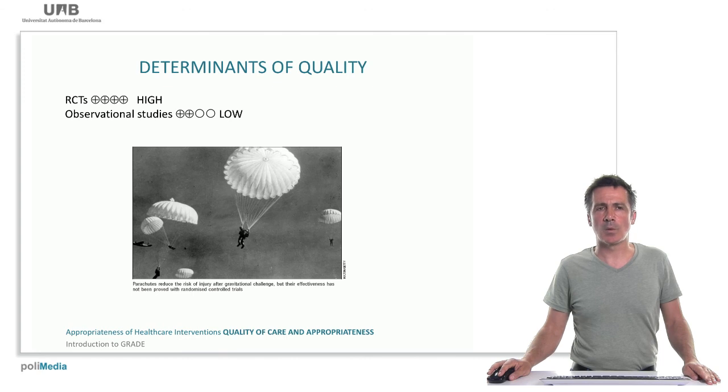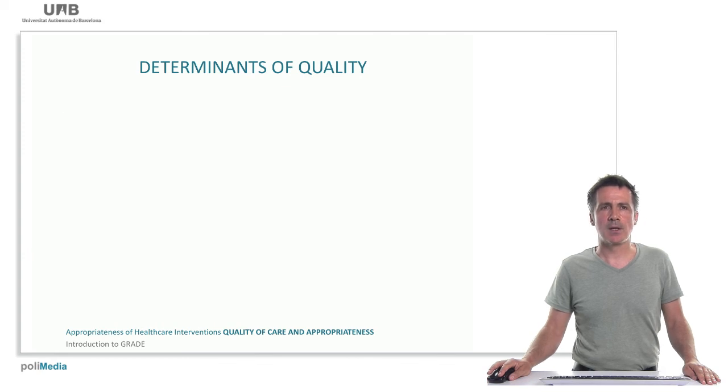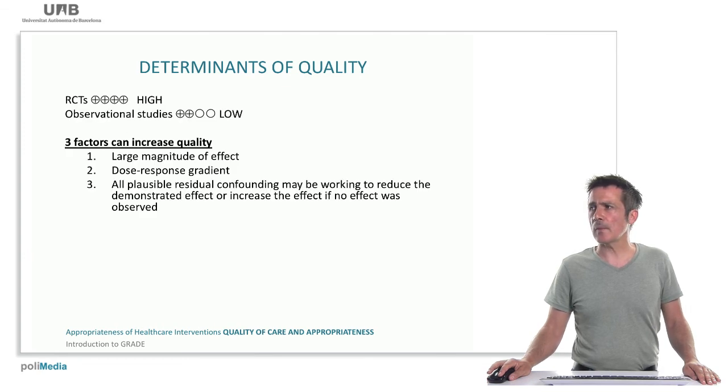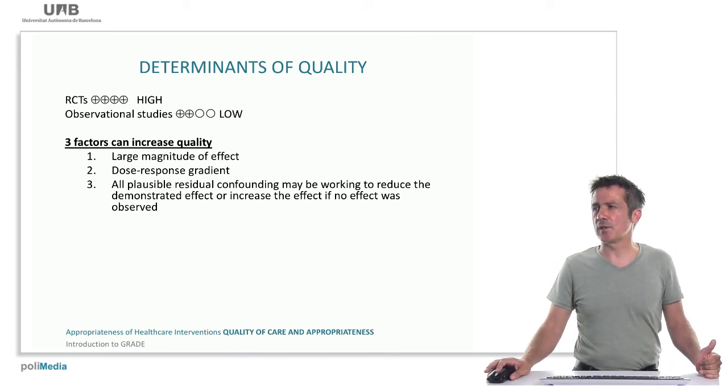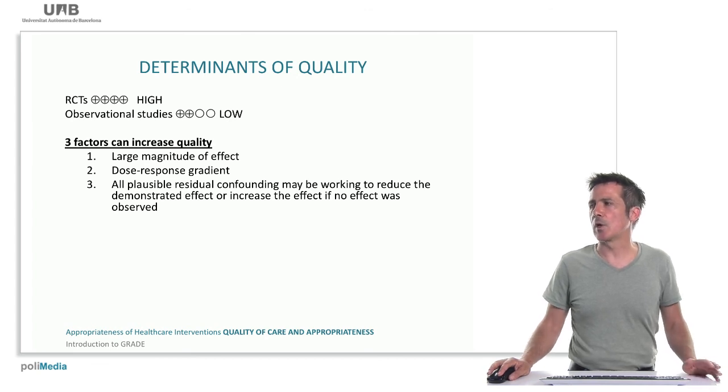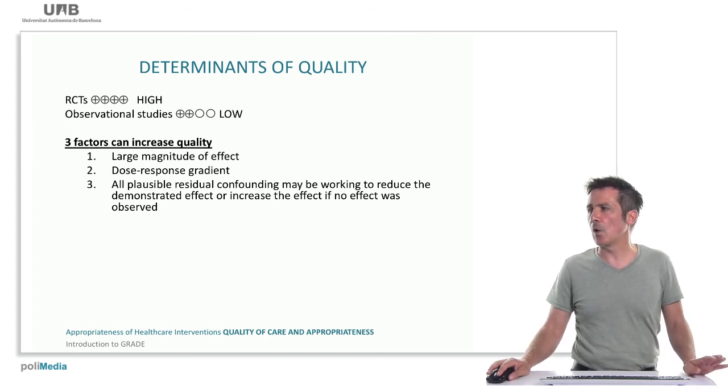And why is that? Well, we're going to have a look at the factors that increase our confidence in the absence of randomized trials. Very briefly, there are three. The best known are large magnitude of effect and dose response gradient. The third one is a bit more complex. It's whether all plausible residual confounding is working to reduce the demonstrated effect, or to increase the effect if no effect was observed.